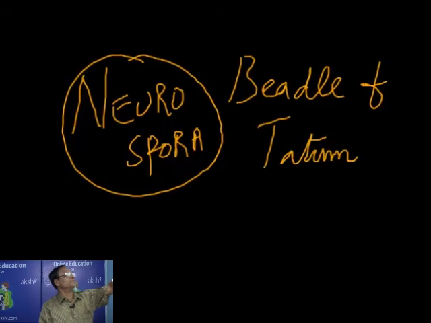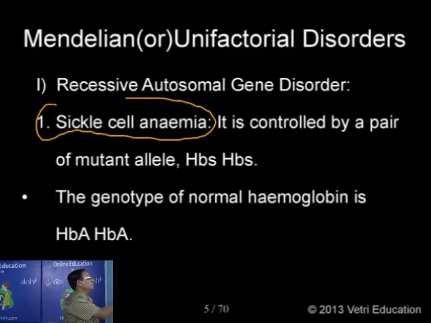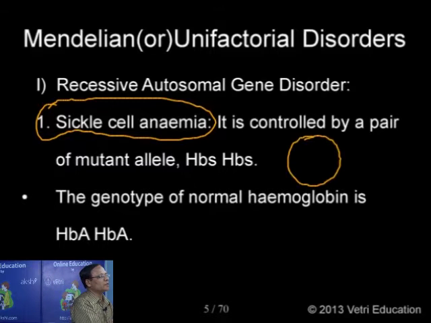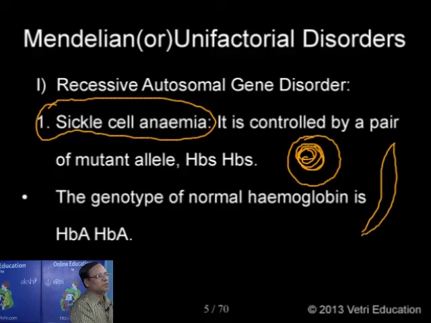I'll show you. Now, this is number one: sickle cell anemia. Normally the RBC is biconcave and disc shaped. But in the case of affected people, the RBC becomes sickle shaped like this, under low oxygen tension.